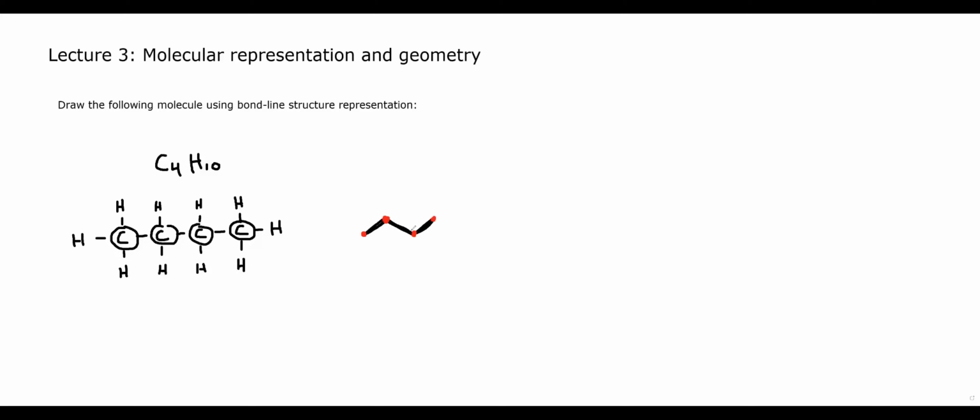And for bond line structures, remember, we don't include any of the implicit hydrogens. We just assume that all of the carbons have 4 bonds and that they're all saturated with hydrogens. Okay, so there's butane, 1, 2, 3, 4 carbons in a chain. Again, we draw with zigzag line where we have 4 vertices and ends total, represented here by these red dots.